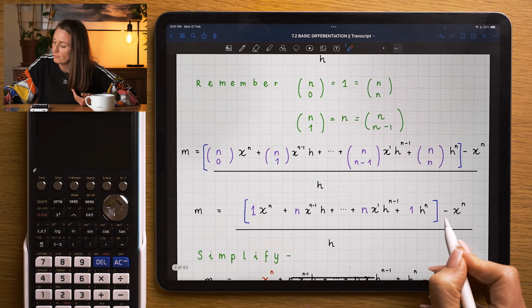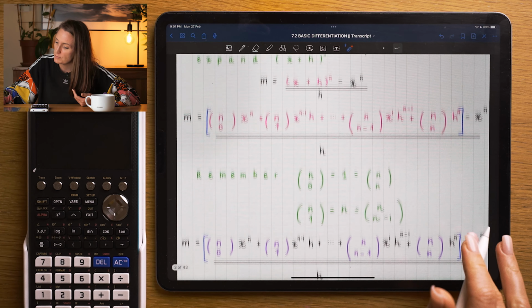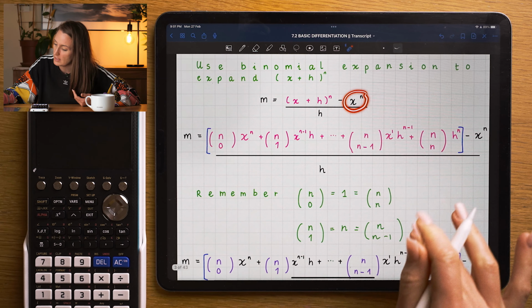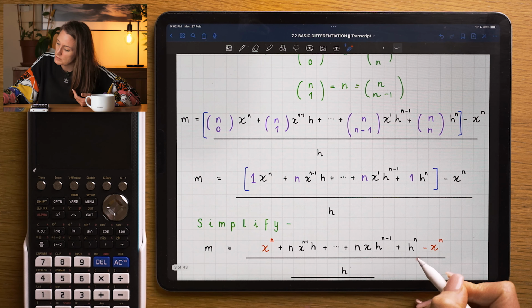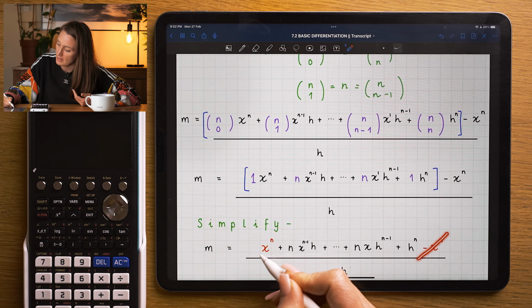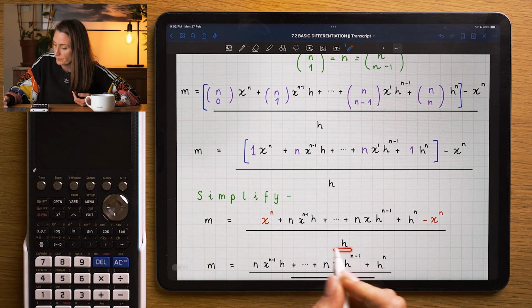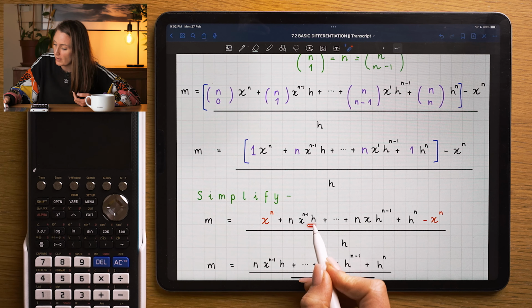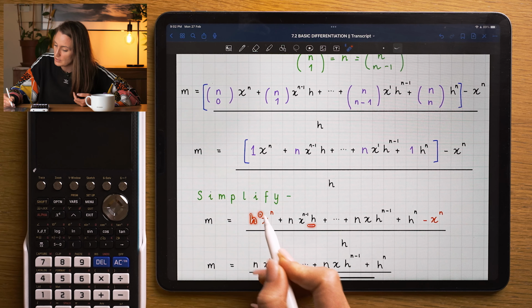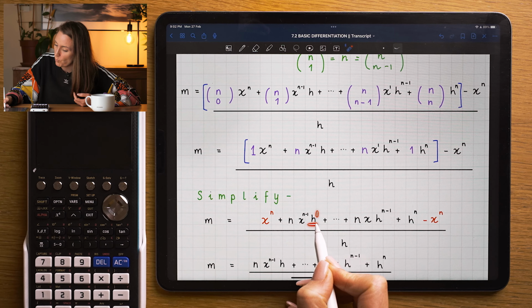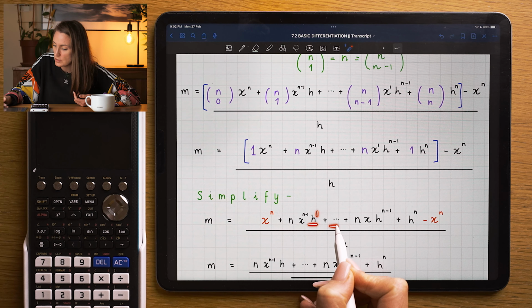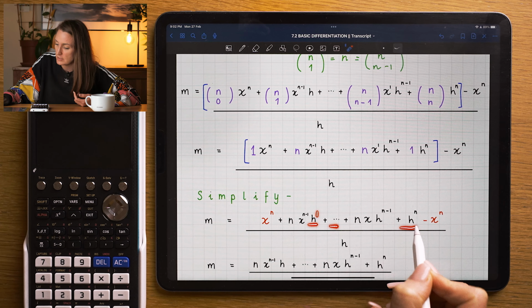Now we know from our formula for gradient that we're subtracting x to the n. So what we're going to do is subtract this x to the n and this x to the n. Now we're going to divide by h. It's really important to note that the powers of h are increasing here. So if you remember, we thought about this one as being h to the 0. This one's h to the 1. The next one will be h to 2, h to 3, all the way up to h to the n.